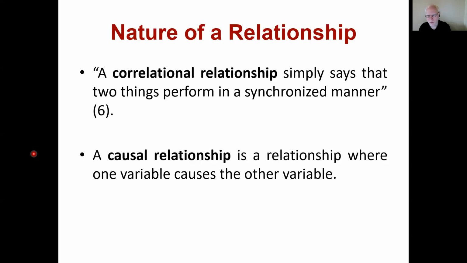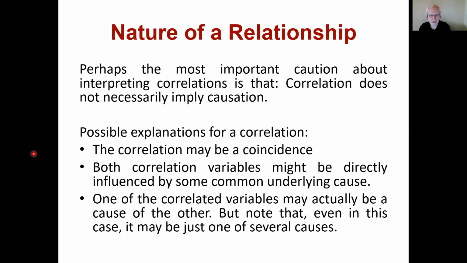A causal relationship is a relationship where one variable causes the other. So there's still a relationship, right? So there's still some level of correlation, but we can go a step further and say that the two things are moving in a synchronized manner because one is causing the other. Where in just a correlational relationship, if we've just found this correlational relationship, we can't necessarily say it's causal. Just because they're moving in a synchronized manner doesn't mean that one of them is causing the other.